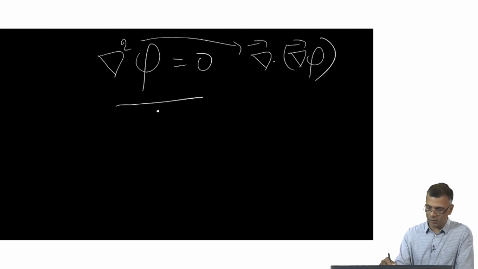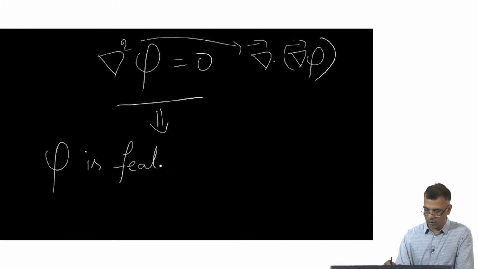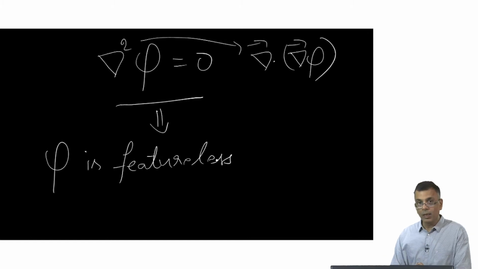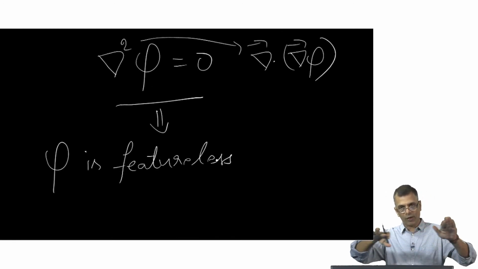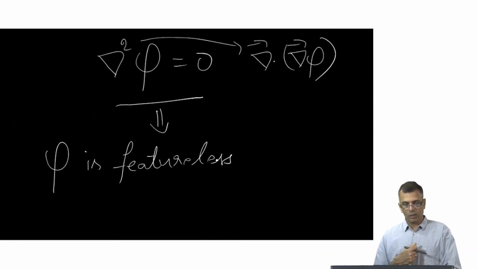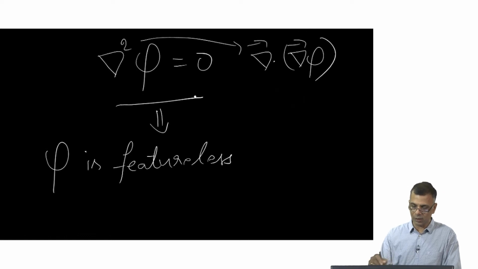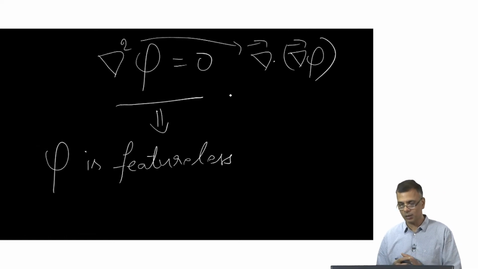this implies that phi is featureless. By that I mean phi does not have hills or valleys or anything. It's a nice flat surface. You either know this from electrostatics, or you remember it, or even if not, we can. So this is essentially Laplace's equation. So any solution to Laplace's equation is featureless.